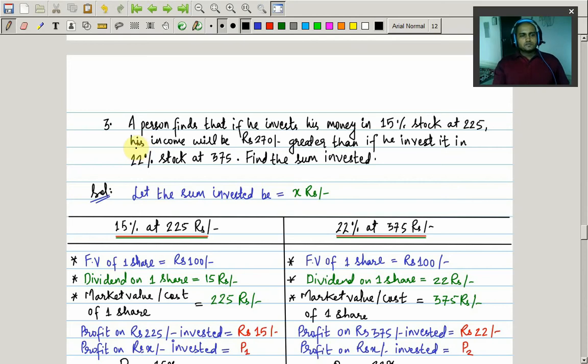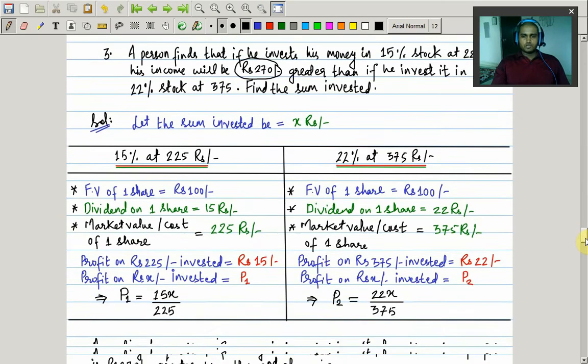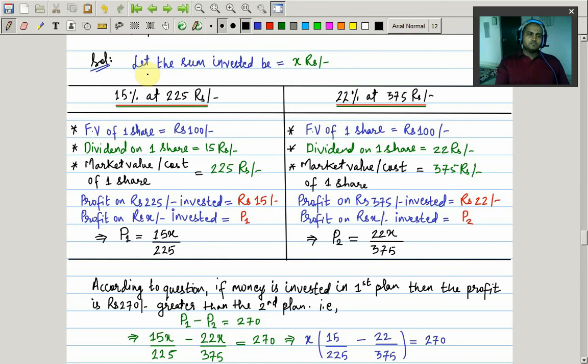So let's take the third question. A person finds that if he invests his money in 15% stock at 225, his income will be 270 greater than if he invested in 22% stock at 375 rupees. Find the sum invested. So we don't know how much money he is investing. So let the sum invested be rupees X.